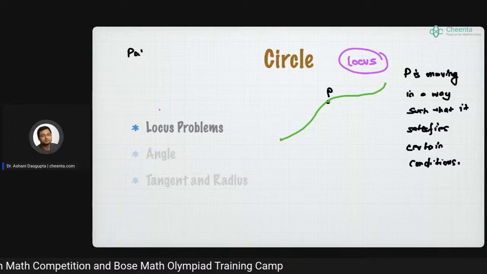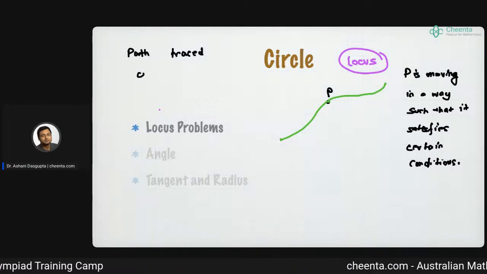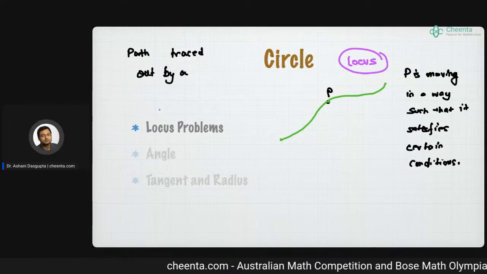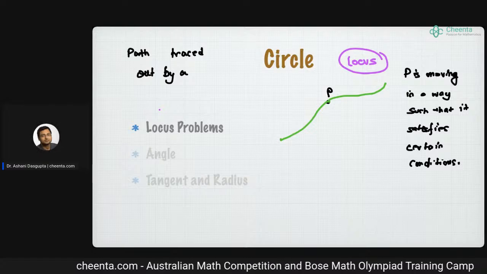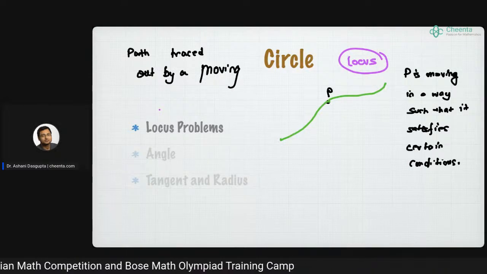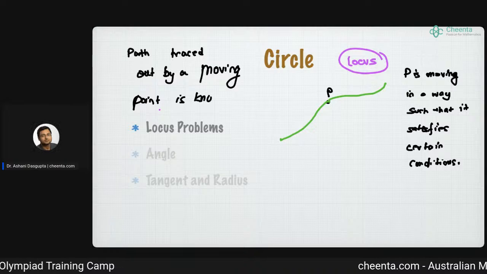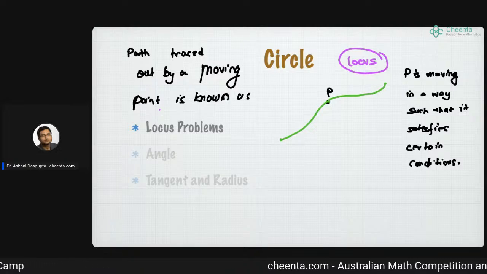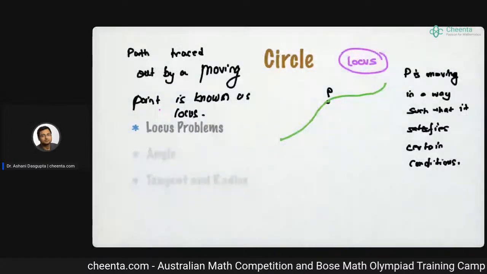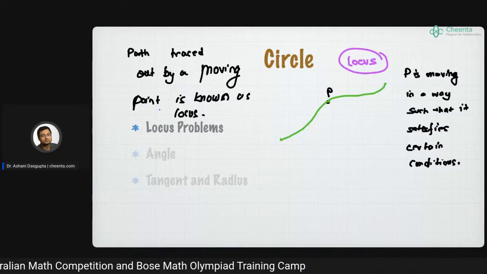But sir, how to be sure? Like, it depends on the conditions. But sir, how to be sure that it will always be a circle? It will not always be a circle. So the path traced out by a moving point is known as the locus of that point. Okay, so it's a very useful question to ask, what is the locus given the conditions.